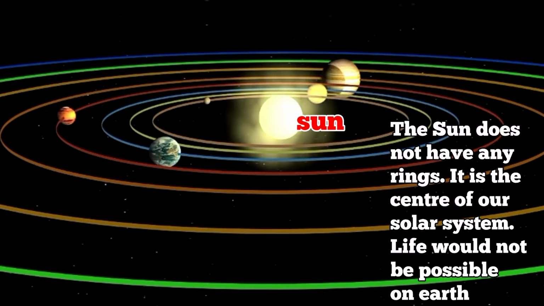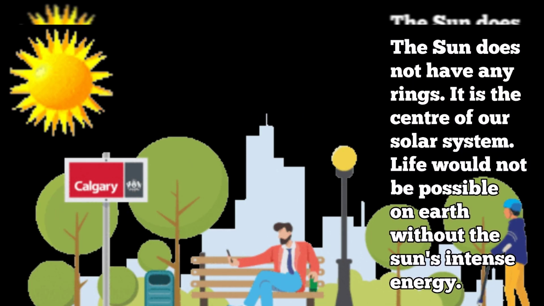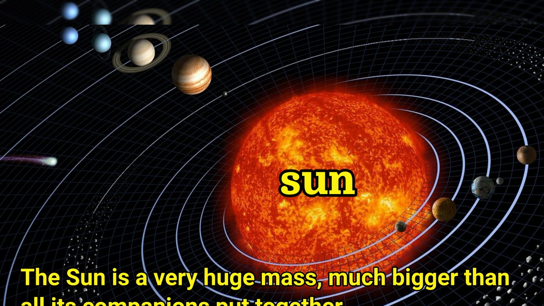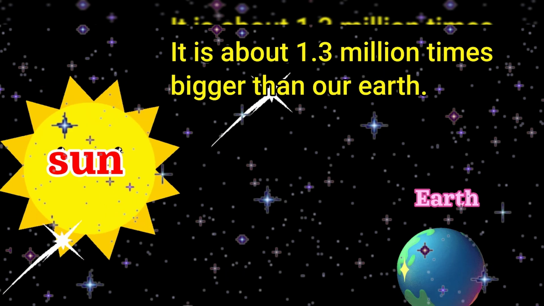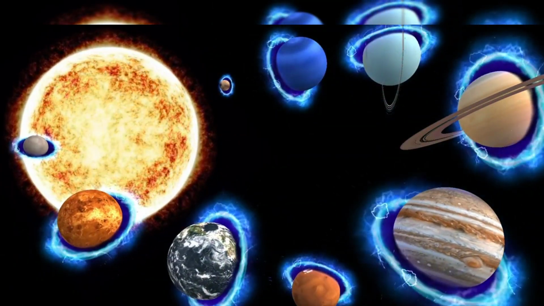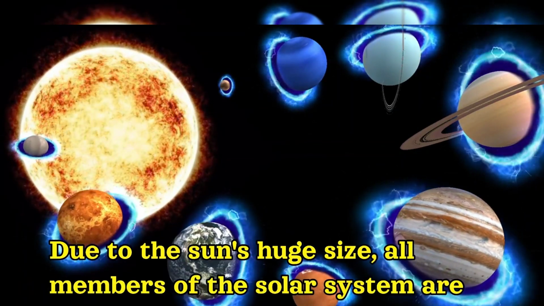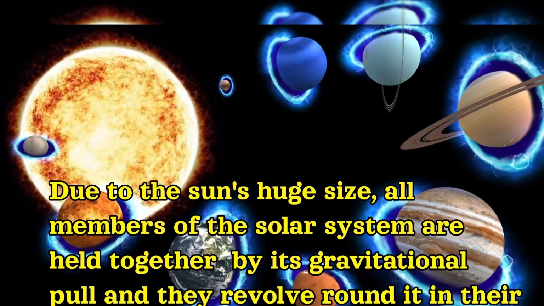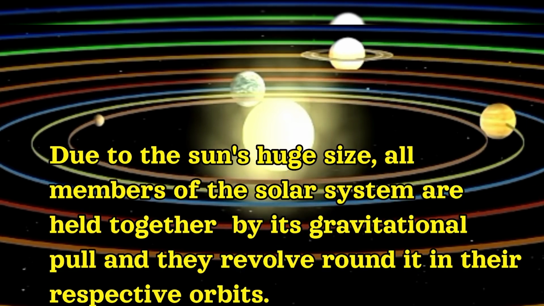Life would not be possible on Earth without the Sun's intense energy. The Sun is a very huge mass, much bigger than all its companions put together. It is about 1.3 million times bigger than our Earth. Due to the Sun's huge size, all members of the solar system are held together by its gravitational pull and they revolve around it in their respective orbits.